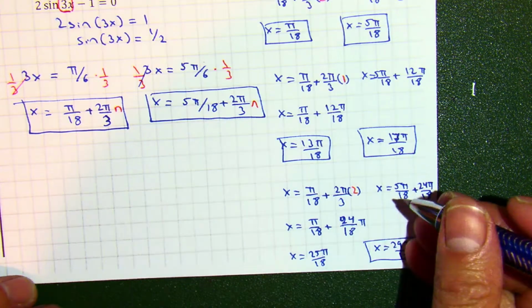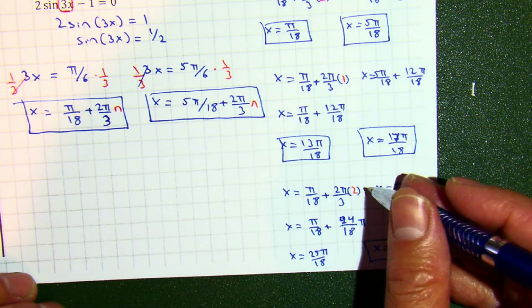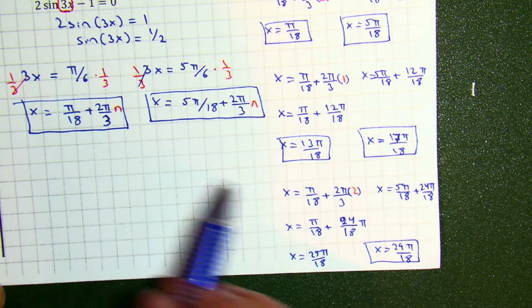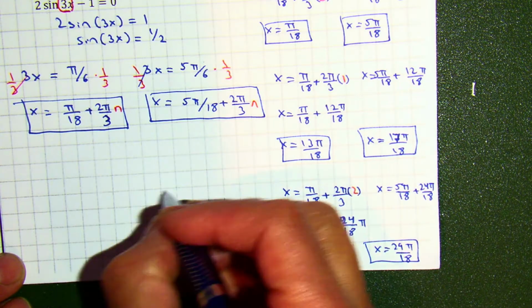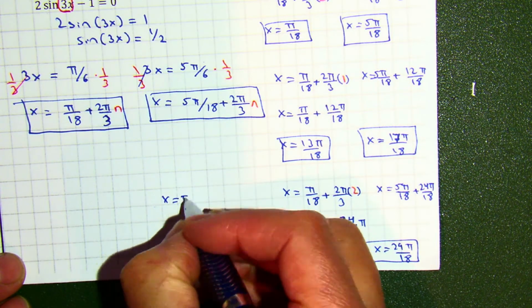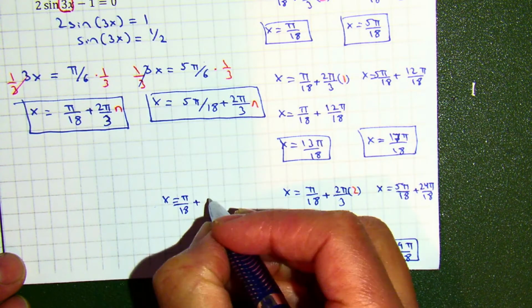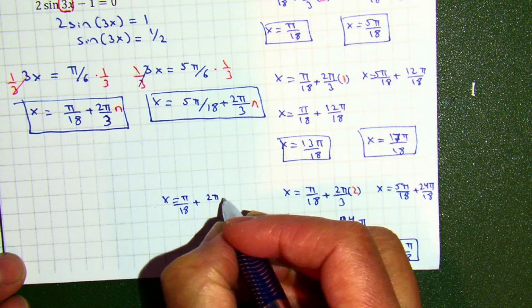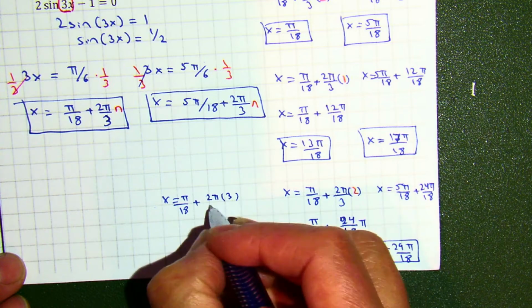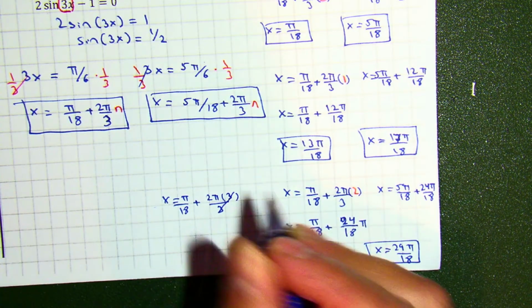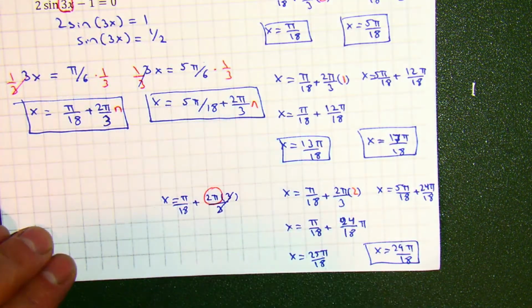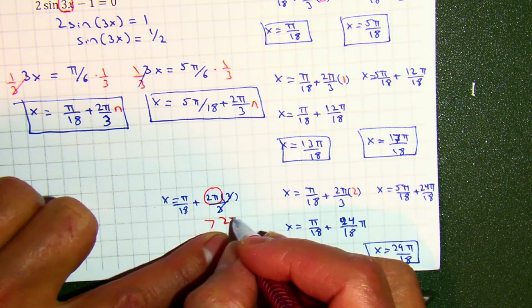Now can I plug in a 3? If I plug in a 3, I'm going to end up with x equal to pi over 18 plus 2 pi over 3 times 3. That cancels, so this is going to be bigger than 2 pi. So therefore I can stop.